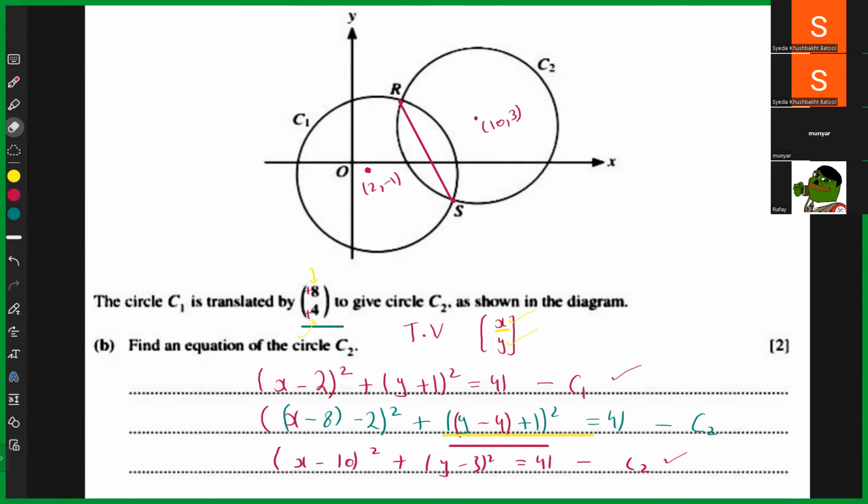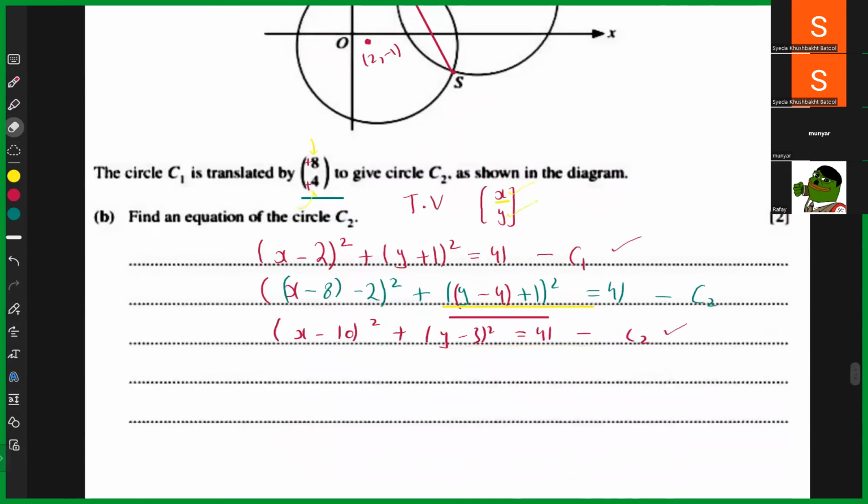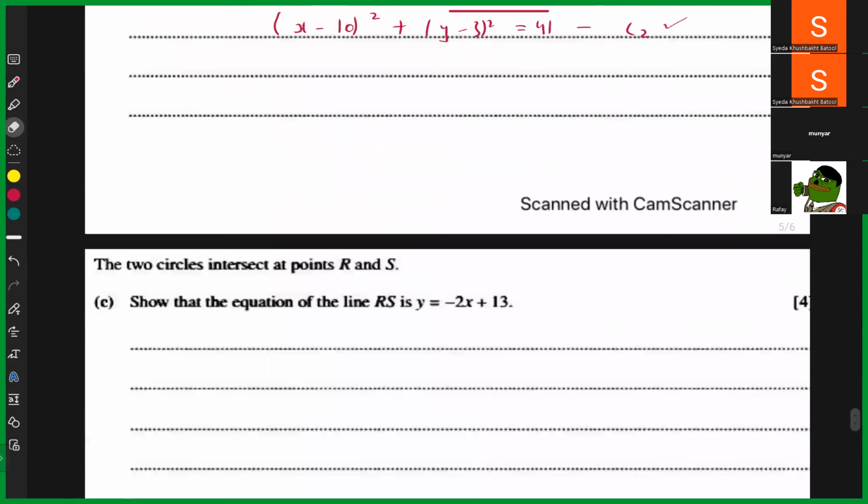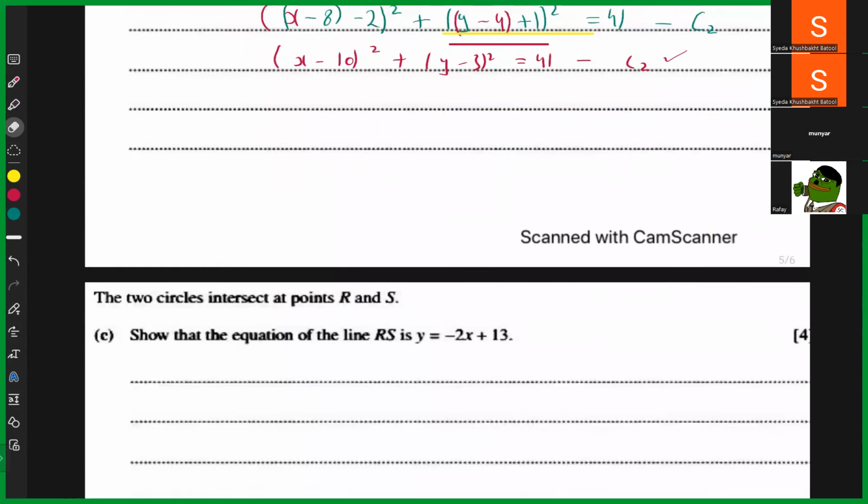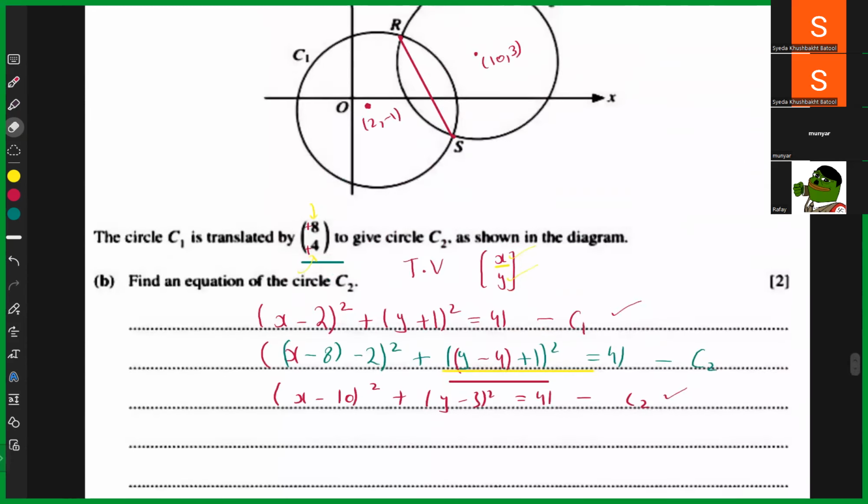Miss, I'm getting 2x plus y minus 13 is equal to 0. Yes, that is correct. When you simplify this, you would get y equals minus 2x plus 13, right? Yes, miss. And what was your method? Did you use the same method?